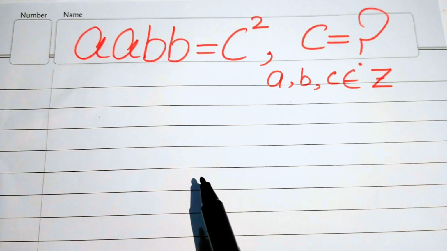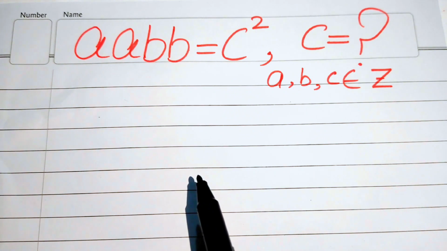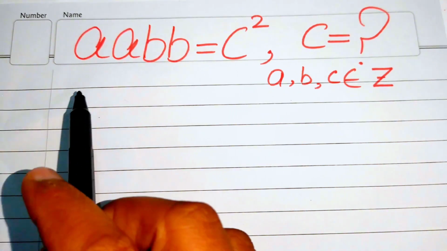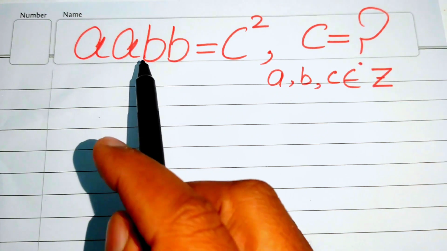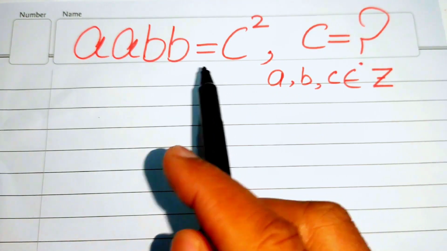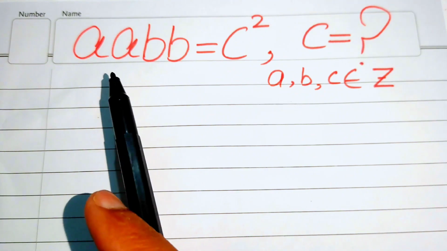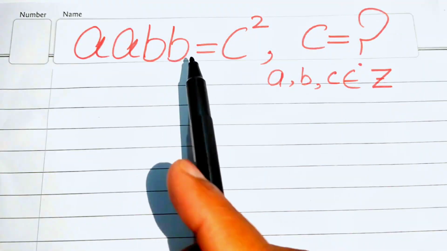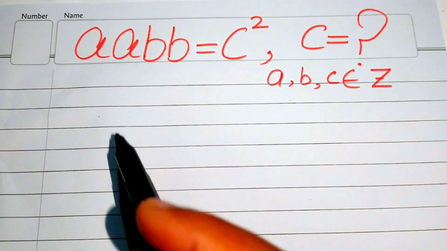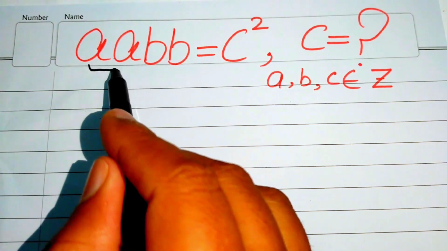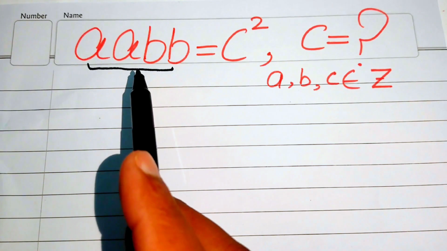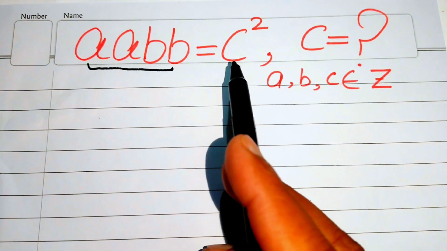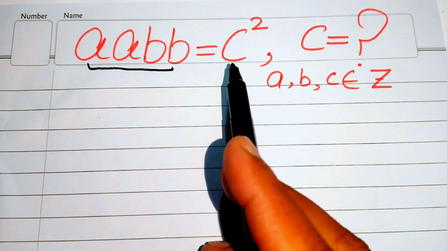In this video we are going to solve this nice math Olympiad algebra problem, and here we have AABB equals C squared. Here A, B and C are integers, and AABB denotes a four-digit number, and it is equal to the perfect square of a single number C.